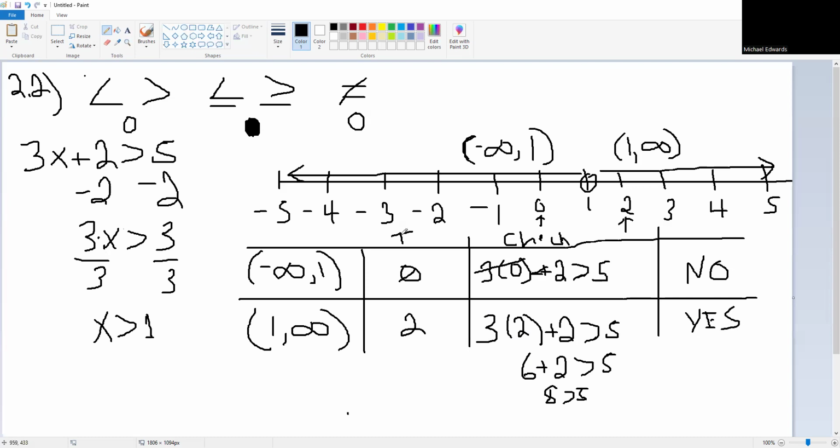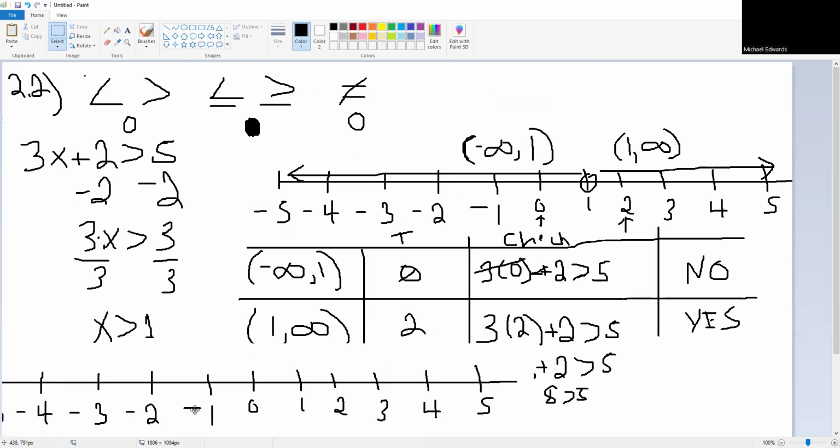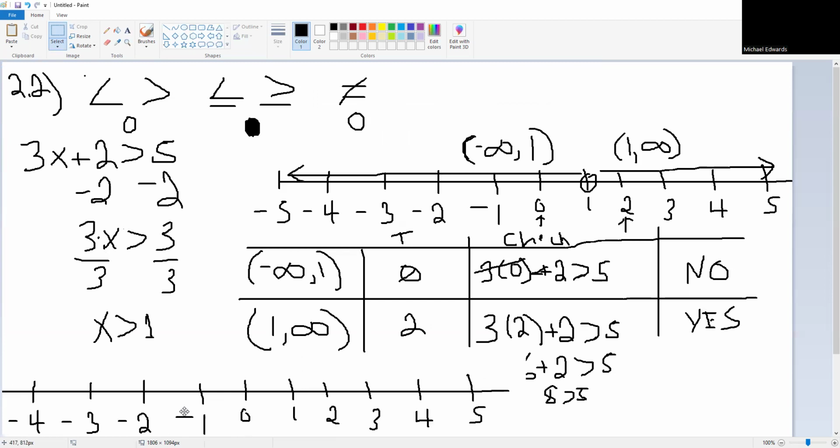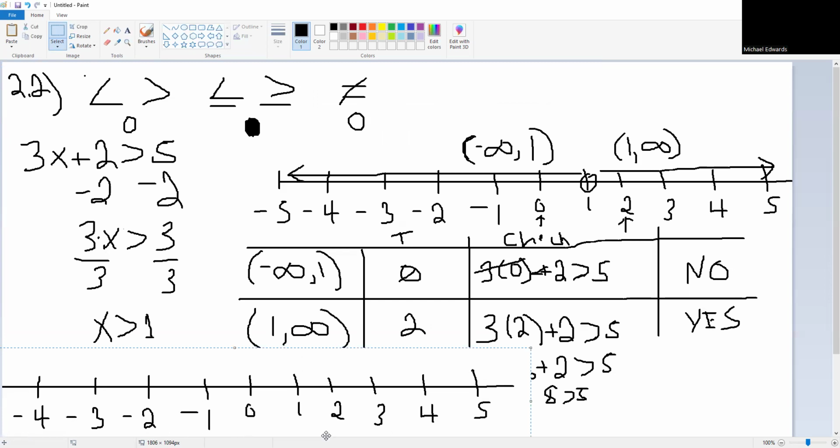So if we wanted to graph that solution, and we are supposed to, running out of room. And it is this one. So we would start here, line this way, and this is our solution. Okay.